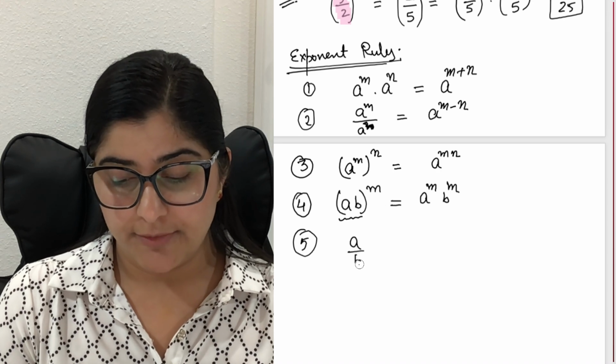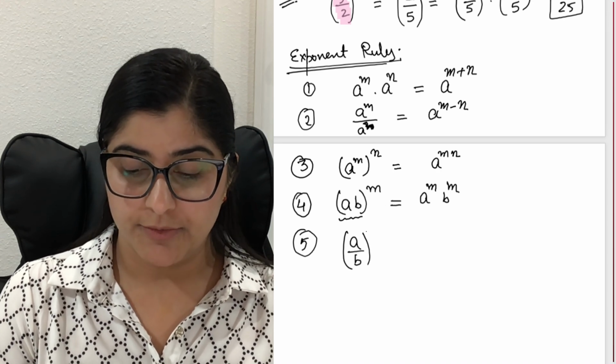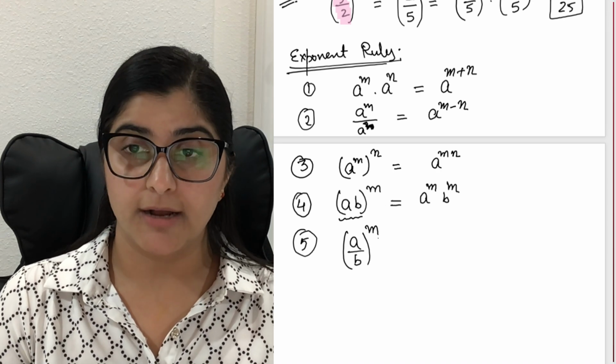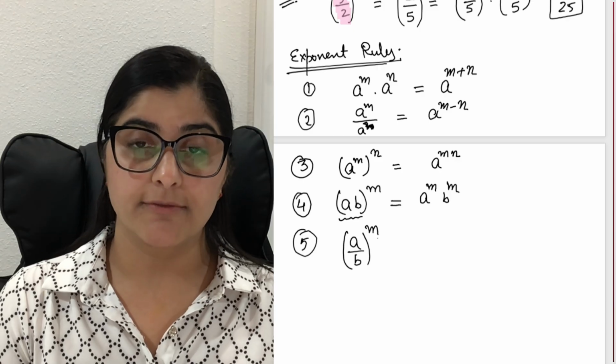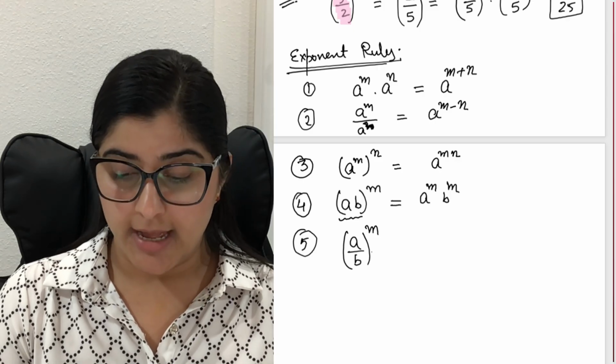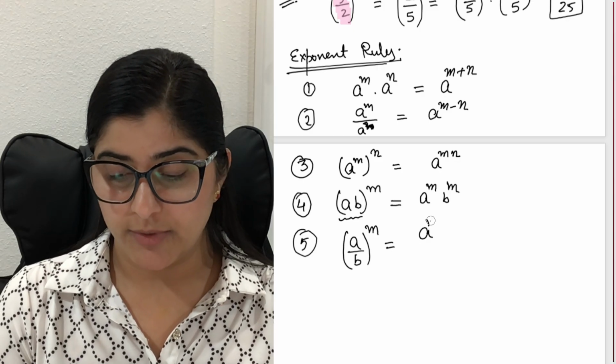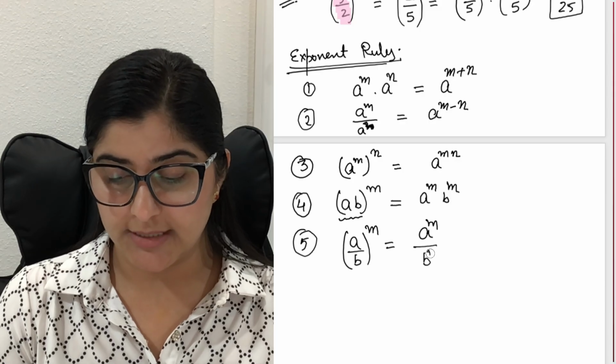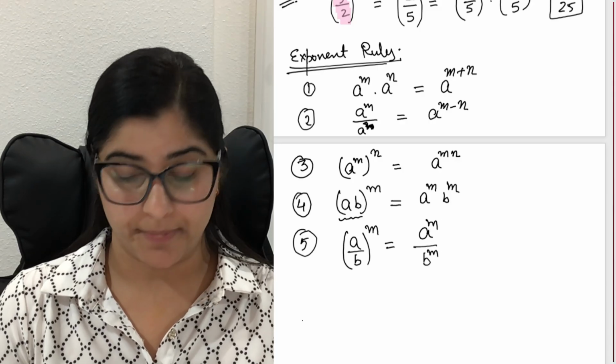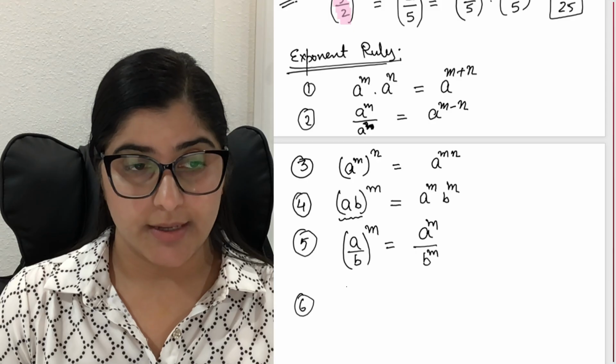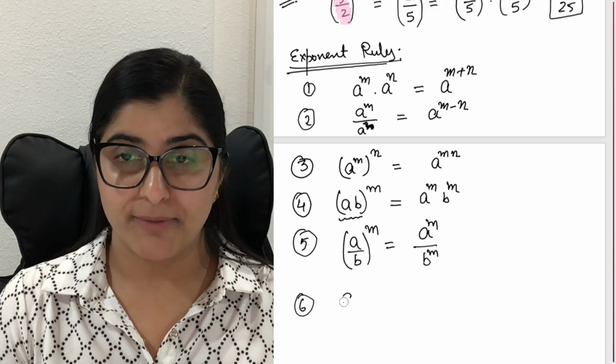And similarly, if you have a fraction of two numbers and you have a common power on the whole bracket, this power belongs to the numerator as well as the denominator, so we can separate this to the numerator and the denominator. And for the sixth one, I'm going to write the negative power.